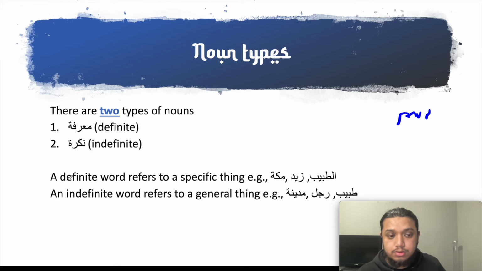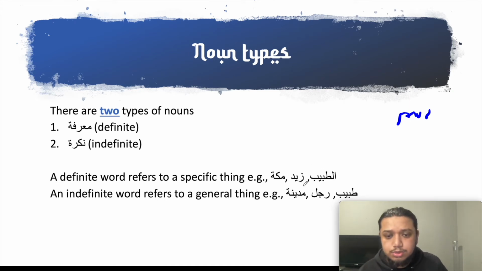So for example, we can see here at-tabib, which means the doctor. If we compare that with the indefinite version, tabib, which is a doctor. So generally, if you're referring to the doctor, you have a specific doctor in mind. The person that you're talking to knows who you're talking about. Whereas if you say a doctor, it can mean any doctor in the world.